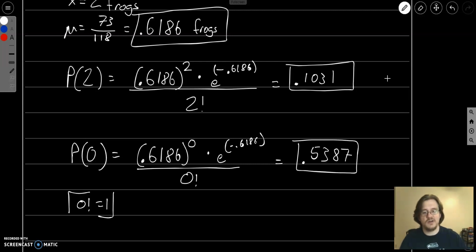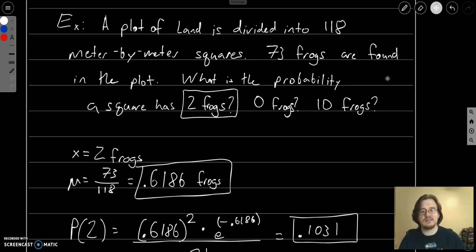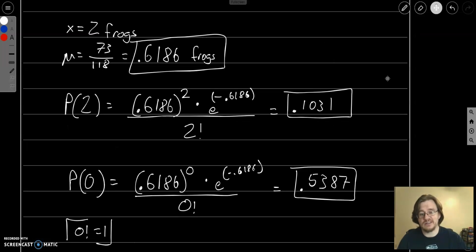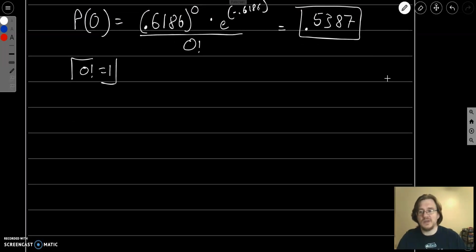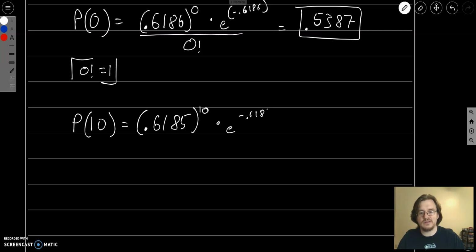So over half the time you'd expect there to be 0 frogs in a square, which makes sense because we only found 73 frogs in 118 squares. Quite a few of the squares aren't going to have any frogs in them at all. So if we continue and we look at a pretty big number, 10, what's the likelihood that we find 10 frogs in one square? Well, on average, there's only a half a frog in a square, so 10 seems pretty unlikely. So let's check. Again, we plug in all of our values.